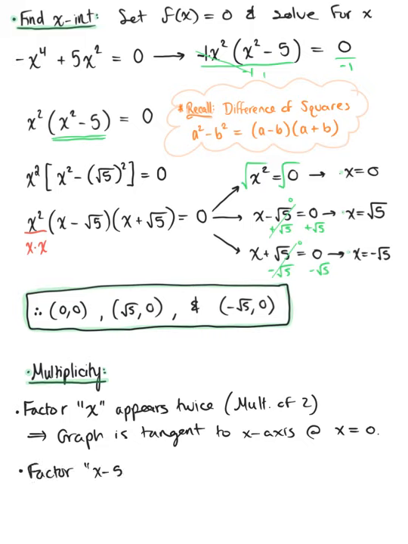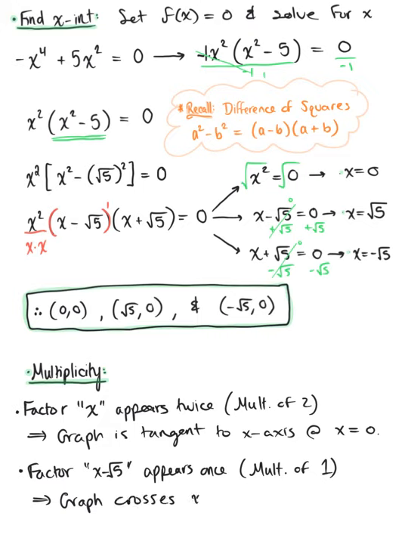So looking back up at this fully factored version, we can see the factor x minus the square root of 5 is appearing 1 time. So this factor appears once, meaning it has a multiplicity of 1, which is odd. And so therefore, we can conclude that the graph crosses the x-axis at the associated 0. So the graph crosses the x-axis at x is equal to positive square root of 5.